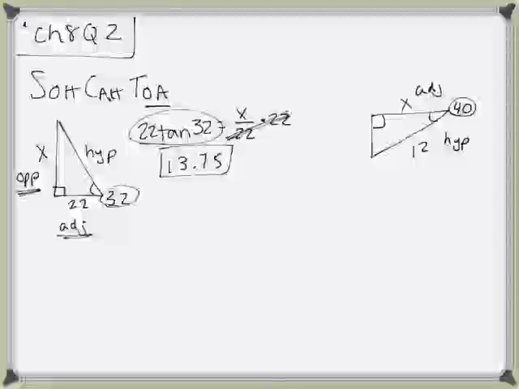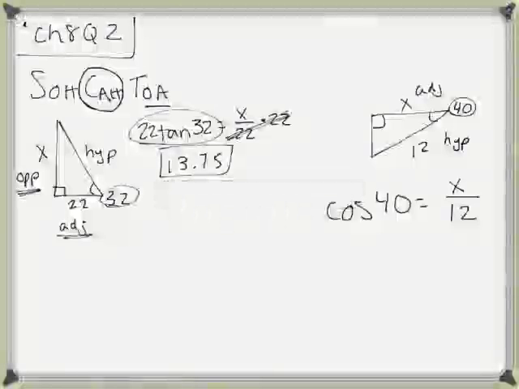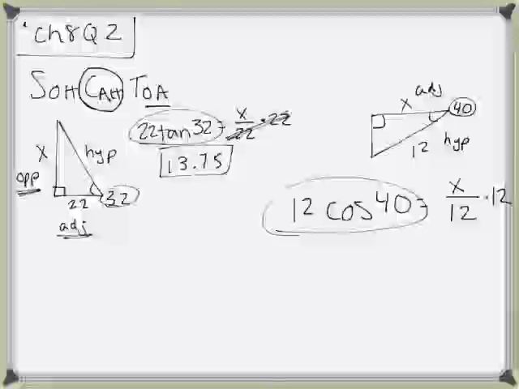So when we look at SOHCAHTOA, if we're working with adjacent and hypotenuse, we're going to be working with cosine. So we're going to do cosine of the angle equals adjacent over hypotenuse. So cosine of 40 is equal to x over 12. To get that x alone, we'll multiply both sides by 12, and we type that into the calculator. When we do that, we get about 9.2.